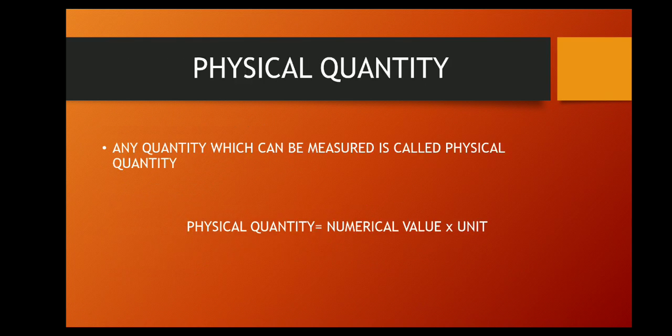Let's see what is the definition of physical quantity. Any quantity which can be measured is called physical quantity, and numerical value multiplied by unit gives the physical quantity. Hence, to measure a physical quantity, we must know the unit in which the quantity is to be measured, and the numerical value that expresses how many times the above mentioned unit is contained in the given quantity. And therefore, physics involves the measurement of various types. Due to this, it is called the science of measurement.